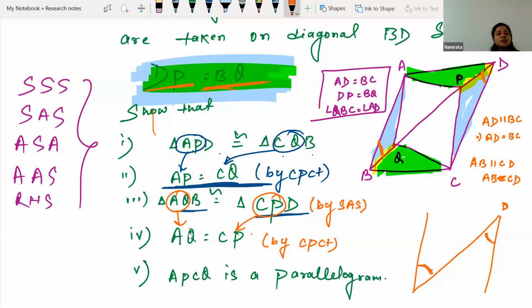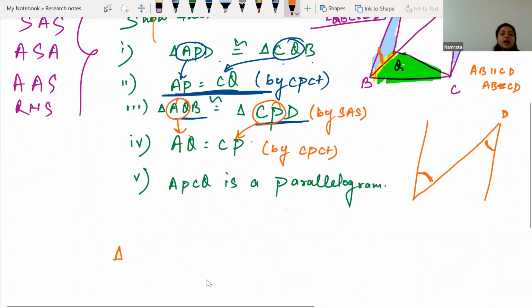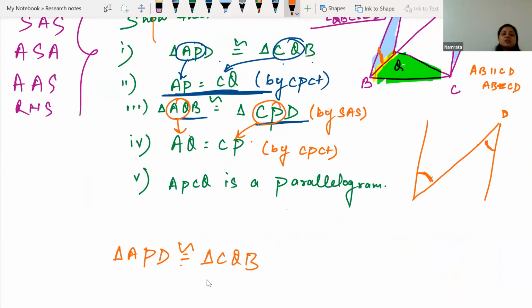Got it? Now the last part says show that APCQ is a parallelogram. So we can say that already in the first part we have proved that triangle APD is congruent with triangle CQB. In the third part we have proved that triangle AQB is congruent with triangle CPD.